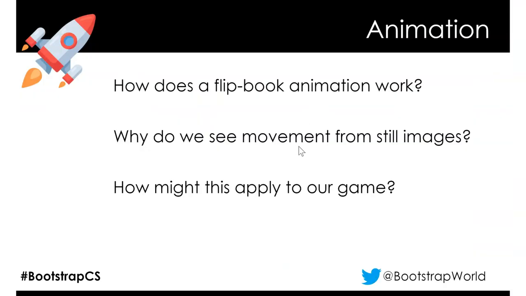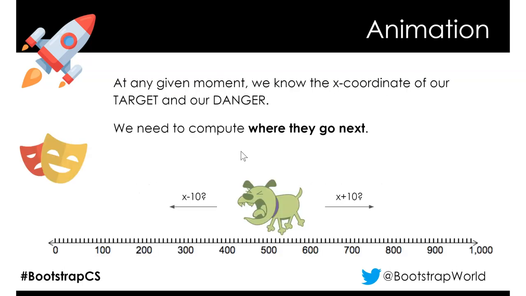Well, computers can change frames really, really fast, way faster than we need to for animation. So what we can do is write a program to draw one picture on the screen, and then another picture on the screen, and another picture on the screen. And if we let the computer do it fast enough, which is no problem for the computer, then it looks like things are moving. And that's exactly how our game works.